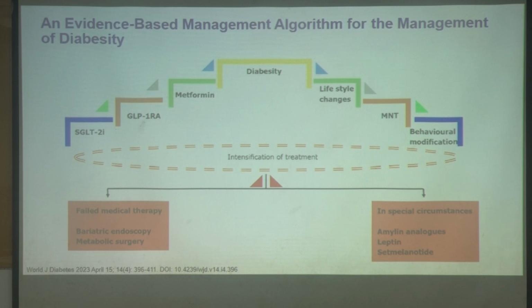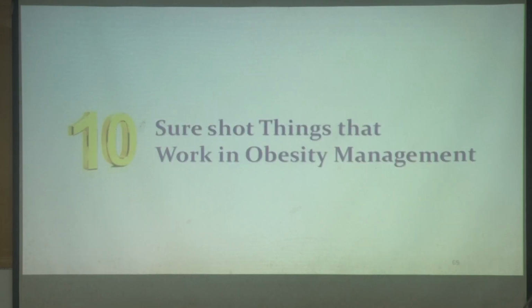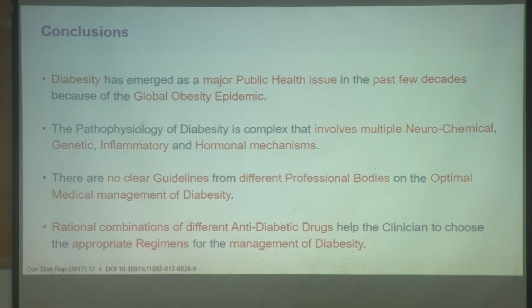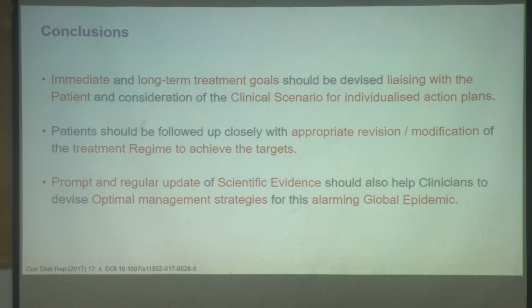So in short, an evidence-based management algorithm for the management of diabetes: lifestyle, medical nutrition therapy, behavioral modifications, metformin, GLP-1 receptor analog, as well as SGLT2 inhibitors, and the steps that work in obesity management, starting from lifestyle up to bariatric surgery. Obesity has emerged as a major public health problem, and it is complex. There are no clear guidelines from different professional bodies, and rational combination of different anti-diabetic drugs will definitely help. Immediate and long-term treatment goals should be devised, and prompt and regular updates of scientific evidence should also help clinicians.